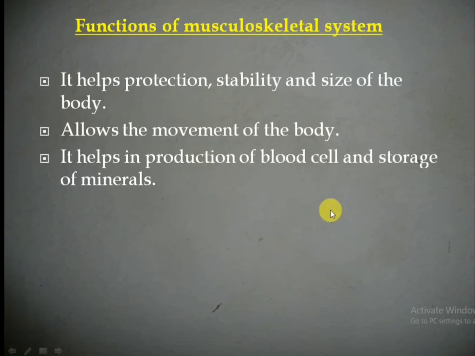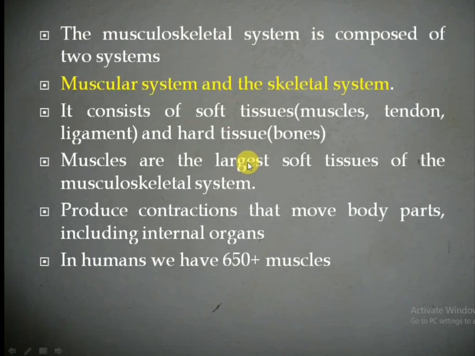So what is the function of the musculoskeletal system? It protects the human body, it stabilizes and it maintains the size of the body. As well as that, it also helps in the movement of the body. We are able to move the body only because of the muscles, and it helps in the protection of the blood cells. As well as that, it also stores the minerals.